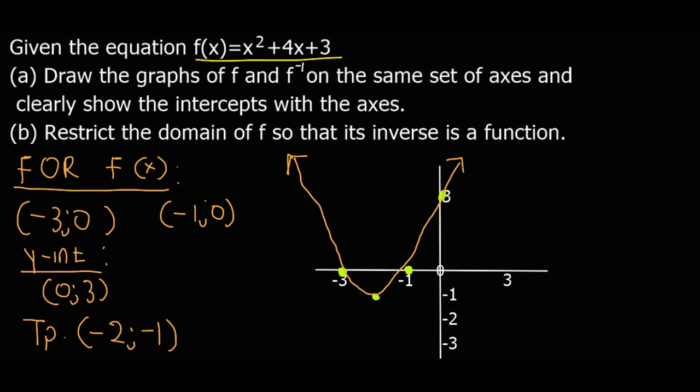So now let's draw the inverse. Here we draw the inverse, so we interchange these coordinates. Therefore, for the inverse, we have 0 and negative 3. So 0 and negative 3, it's here.